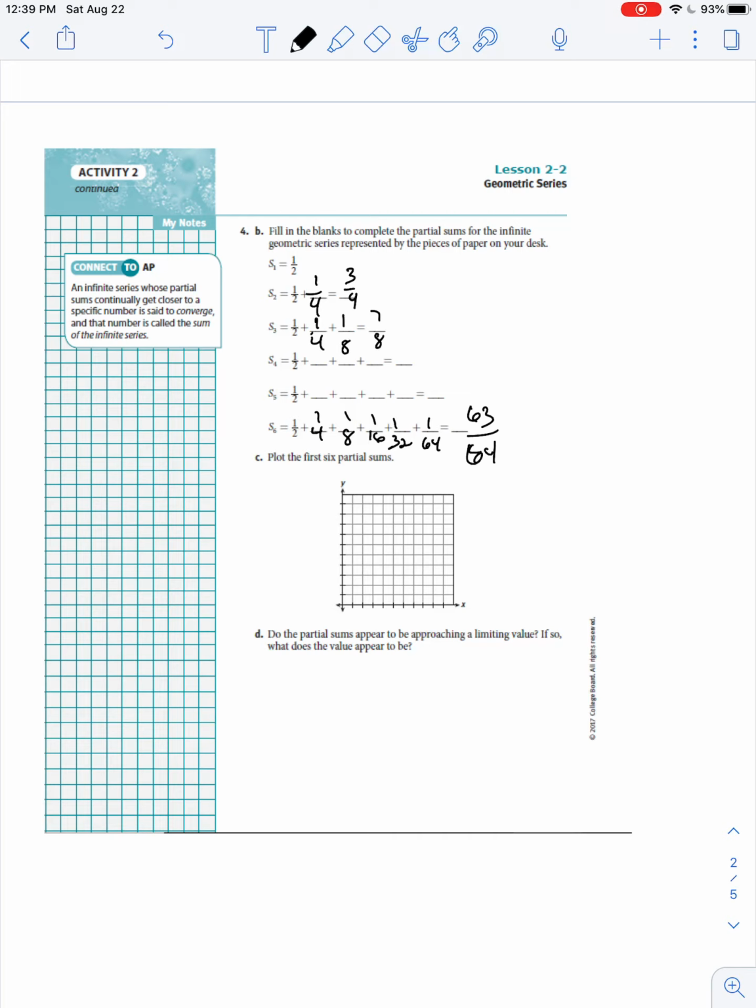So I'm going to put that in part D now, because we've actually answered that question when it says, do the partial sums appear to be approaching a limiting value? And I would say yes, the limiting value appears to be 1. If we could keep tearing that paper and keep adding, we'll get closer and closer and closer to 1.